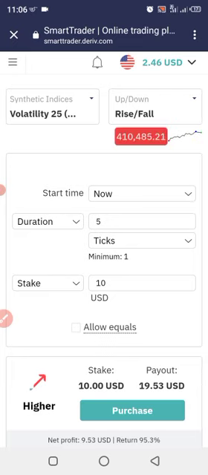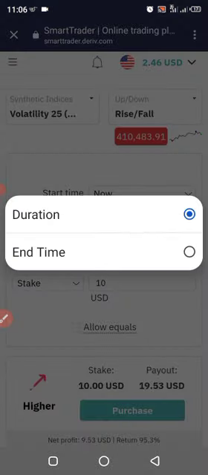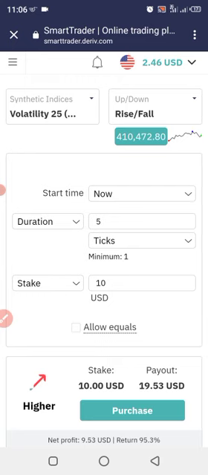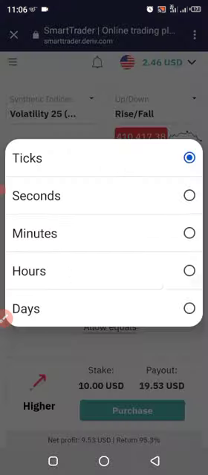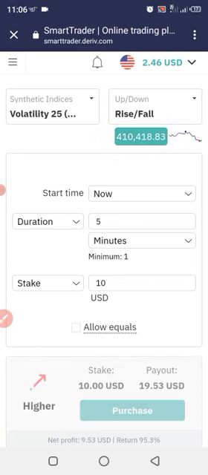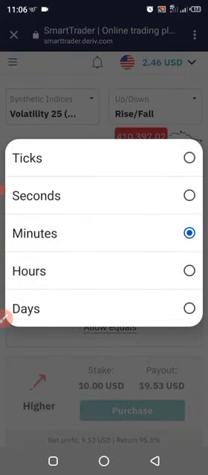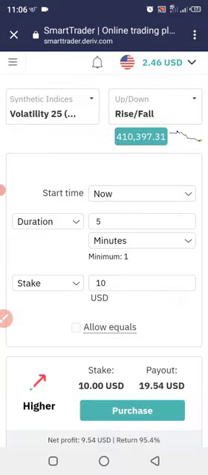Now I want you to set this thing so that you don't get it twisted. See the time, the duration. It's going to be in duration. Your time is going to be in minutes. Always remember to change that ticks to minutes so that you don't blow your money.